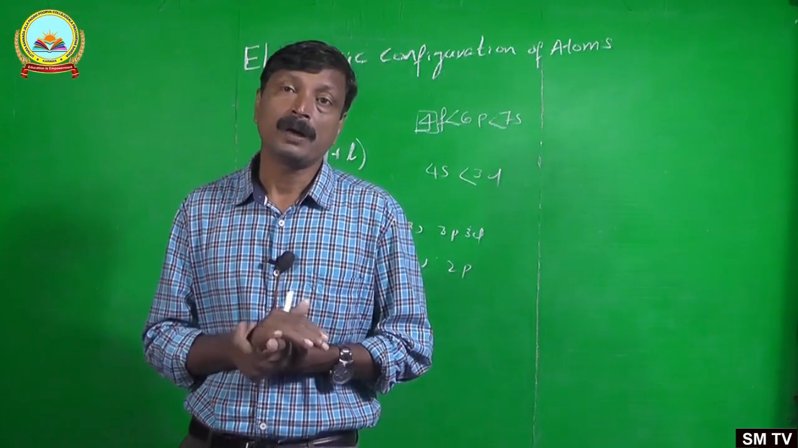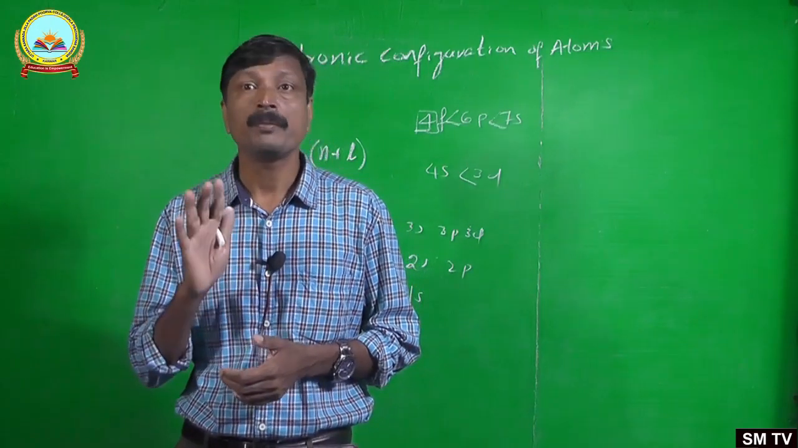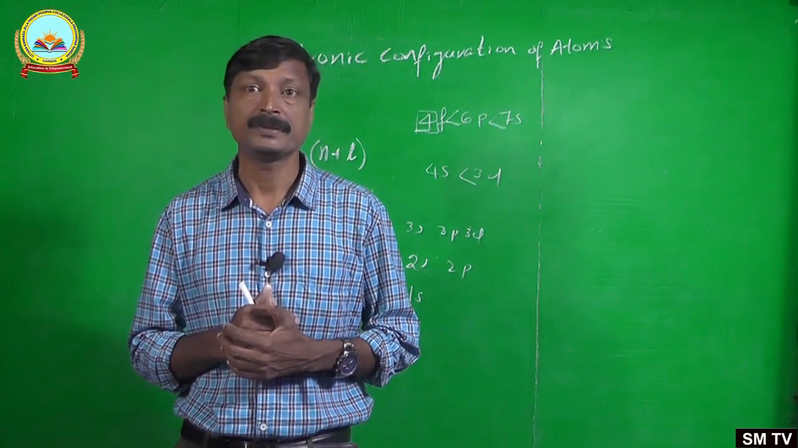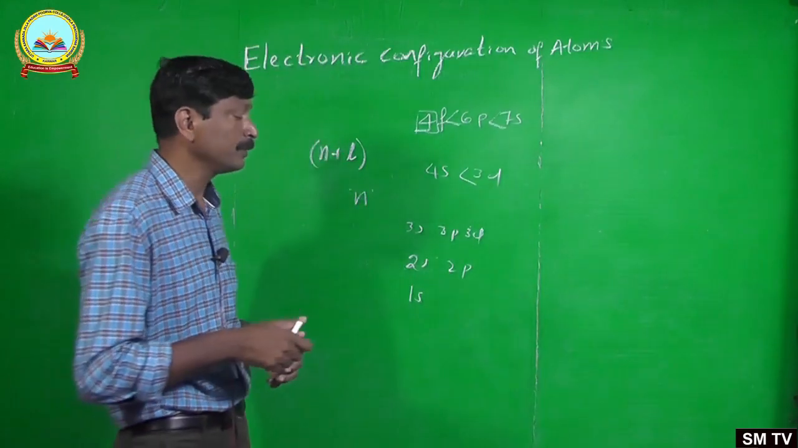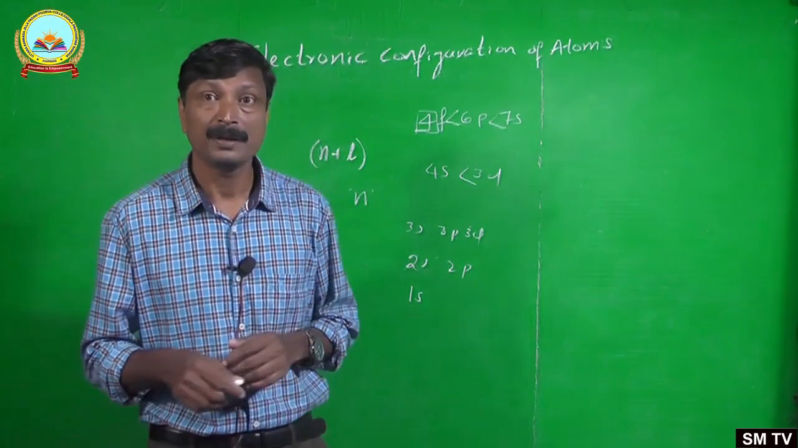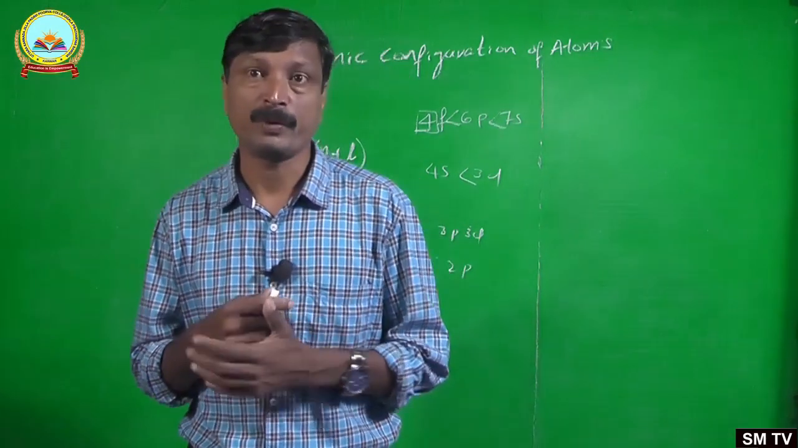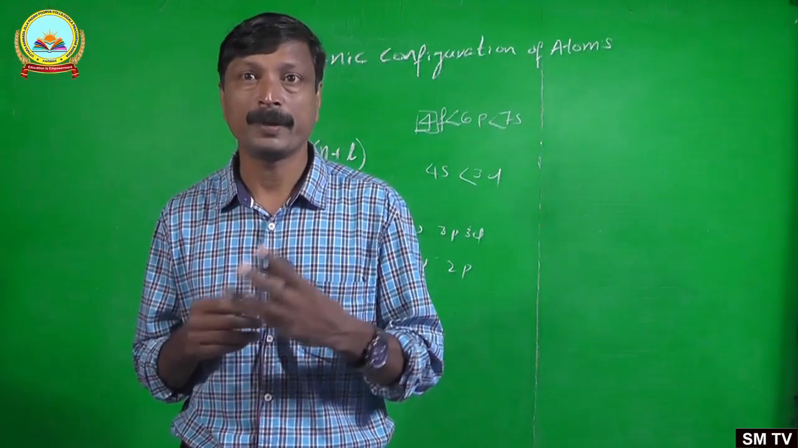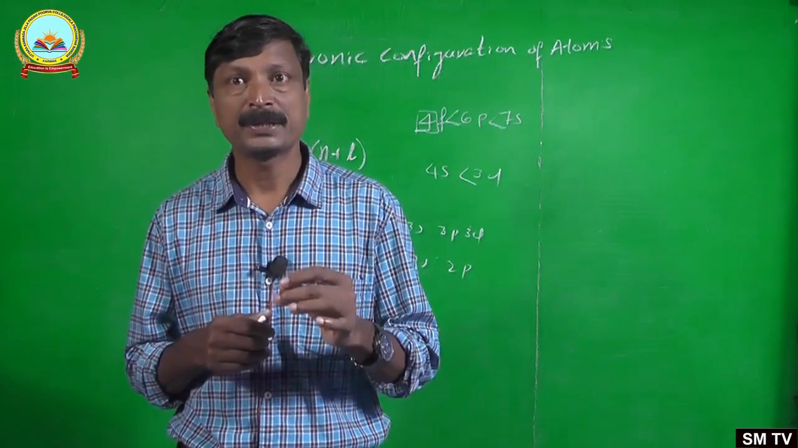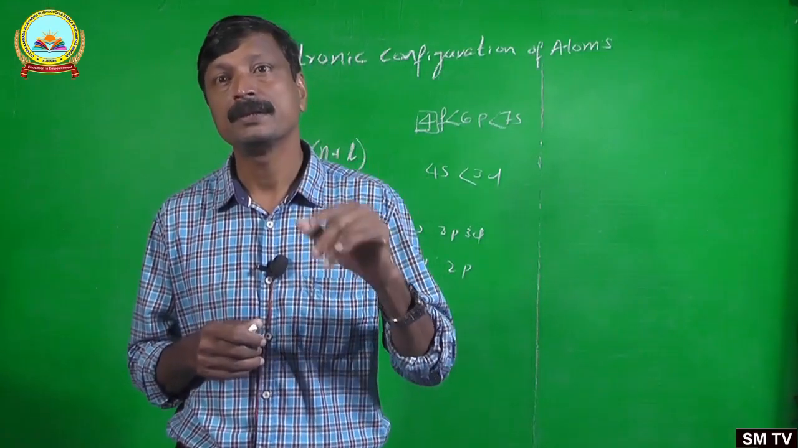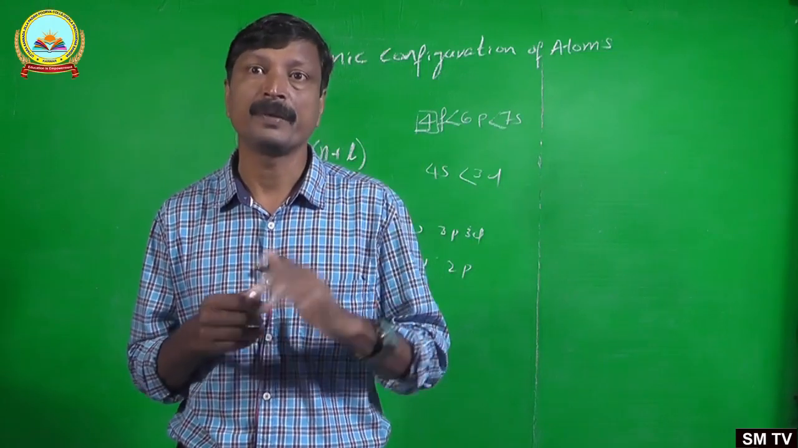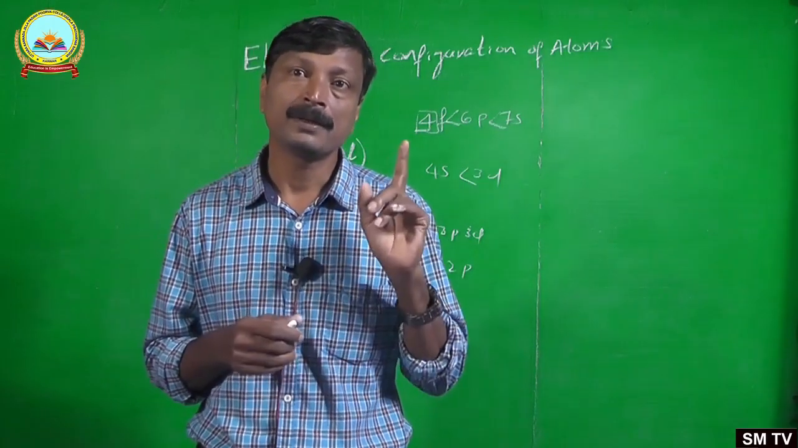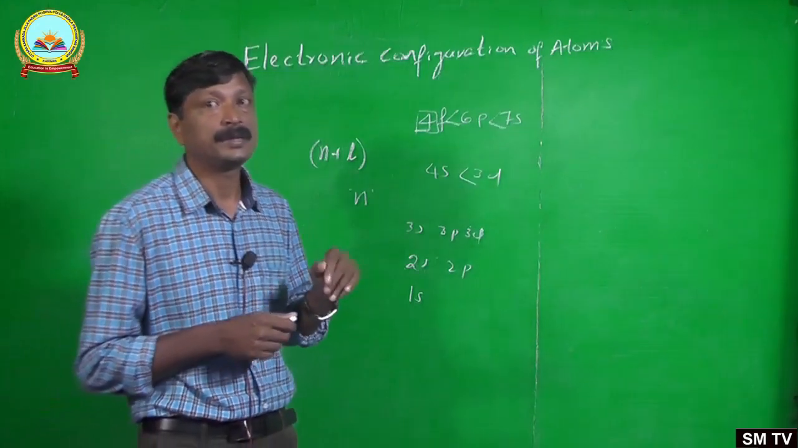One more rule is Hund's rule of maximum multiplicity. This rule is applicable to a subshell having more than 1 orbital. The p subshell has 3 orbitals, the d subshell has 5 orbitals, and similarly the f subshell has 7 orbitals. For these, Hund's rule is applicable.